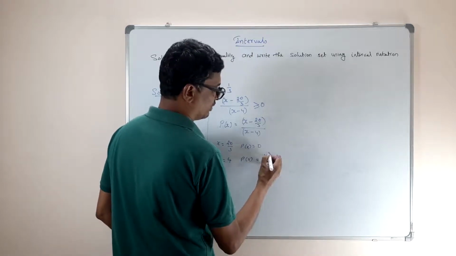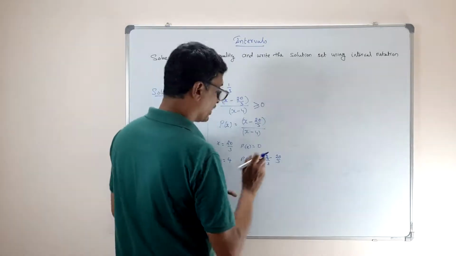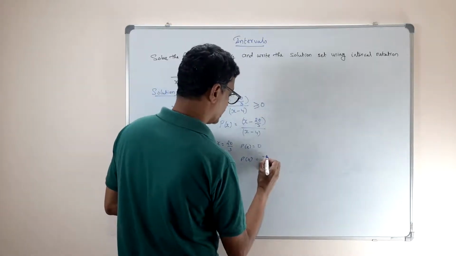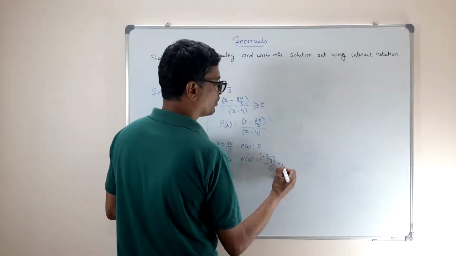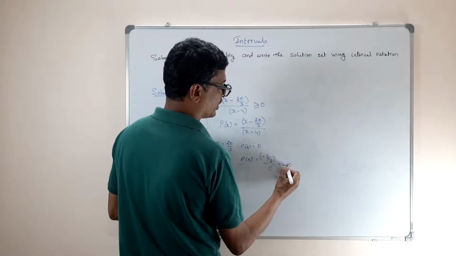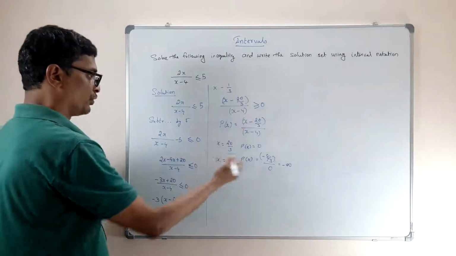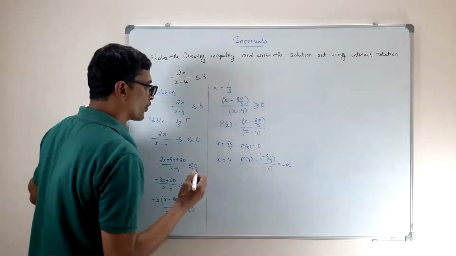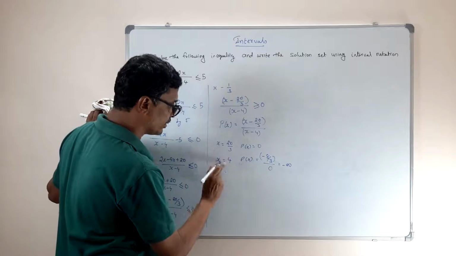So 12 minus 20, minus 6 by 3. How much? Minus 8 by 3. Correct. So this is minus 8 by 3 divided by 0. So will this be negative infinity? Minus infinity. Okay. So of course it won't satisfy that. So 4 will be open. And anyway, we are having again the 2 critical points.